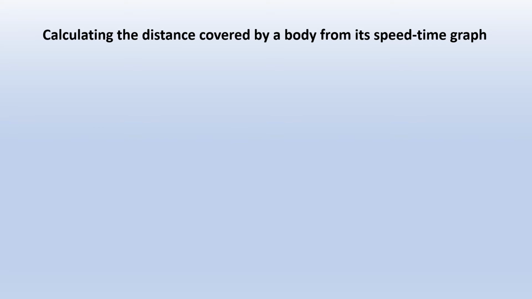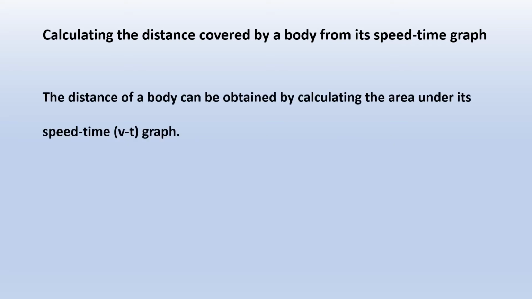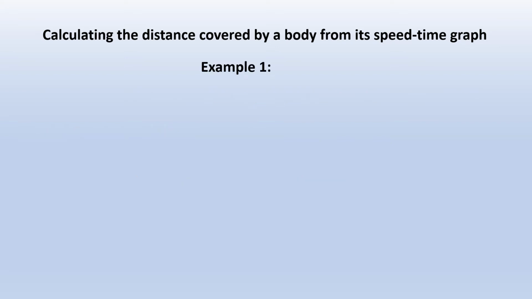Calculating the distance covered by a body from its speed-time graph. The distance of a body can be obtained by calculating the area under its speed-time graph. So, distance is equal to area under the speed-time graph.